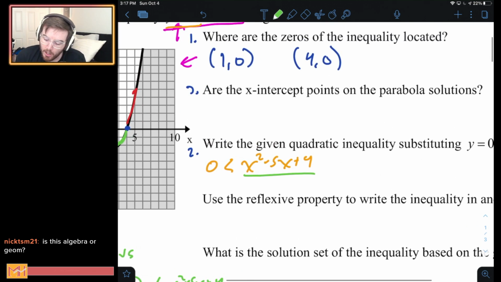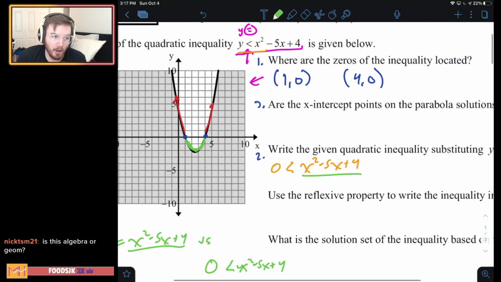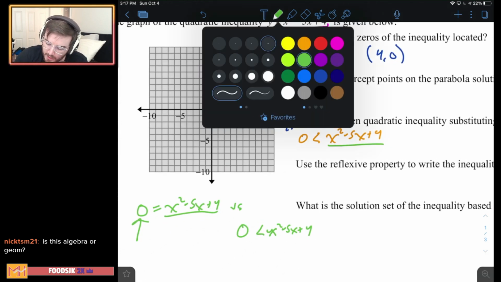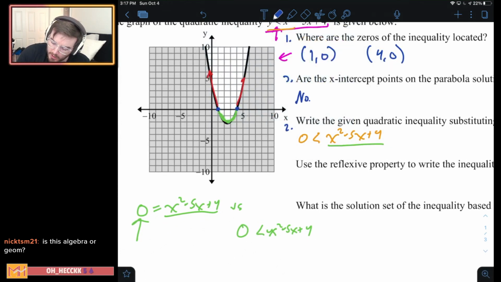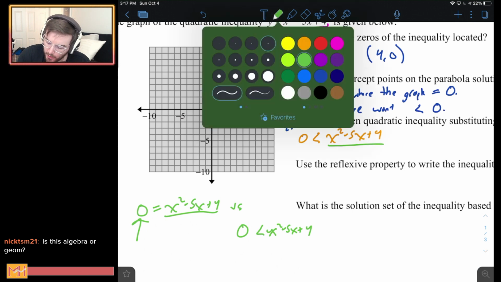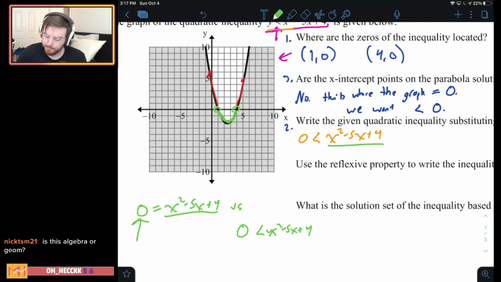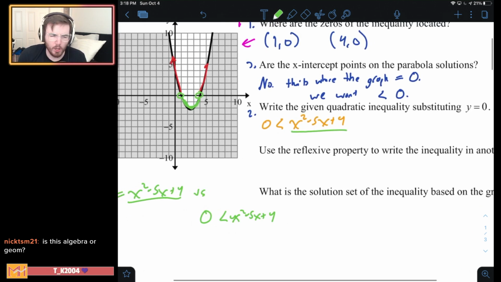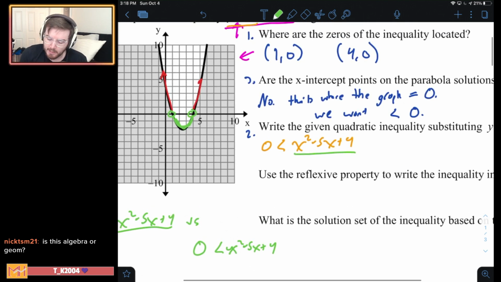So it's asking, are the x-intercept points a part of the solution? The answer is no. That's where the graph equals 0. We want less than 0. So I would have open circles right there. Does that make sense? We'll do this a few times, but I hope that makes some sense.